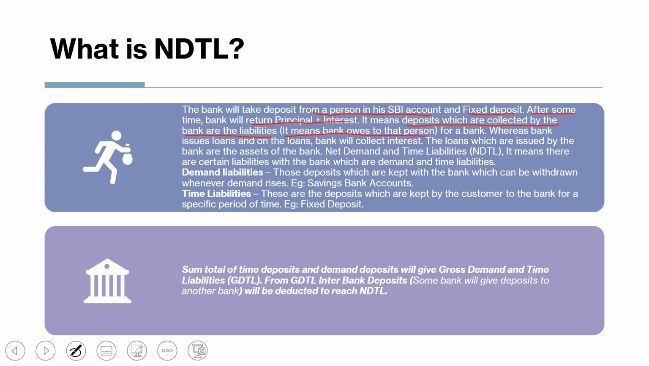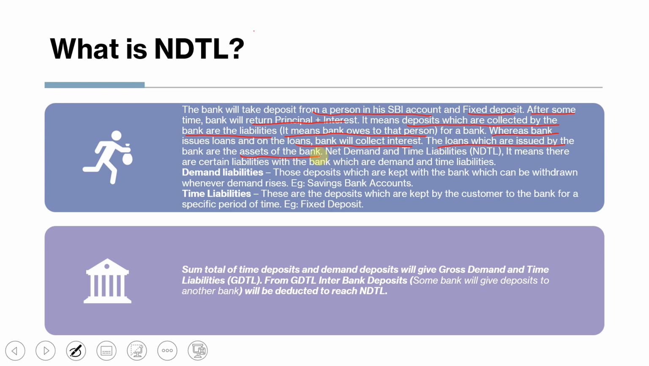The bank owes me, as I have deposited that money, so it is the bank's responsibility to return the money and interest to me. Whereas the bank issues loans in the market, and on that loan the bank collects some interest, and the loan issued by the bank is an asset for the bank. Are you understanding how it is working?